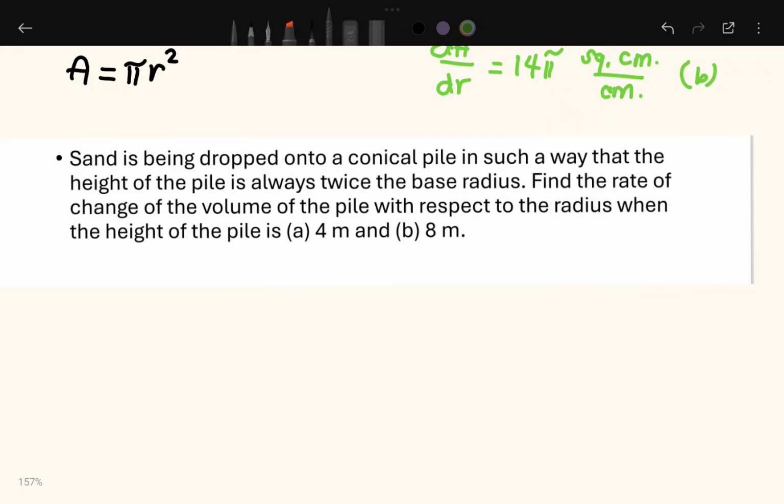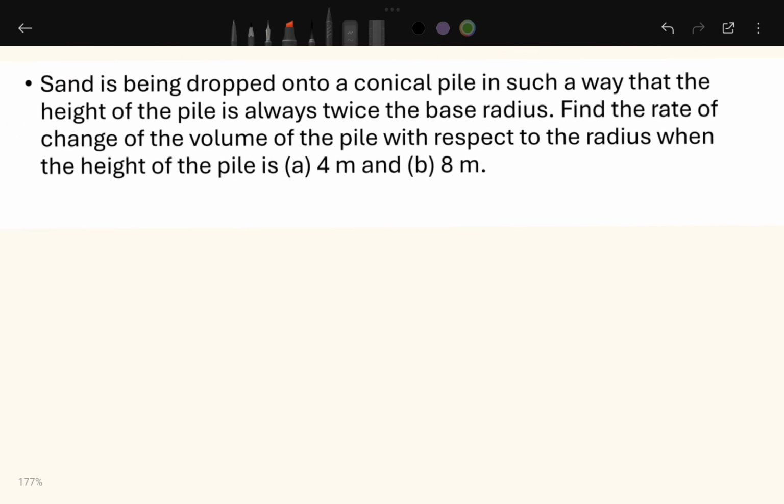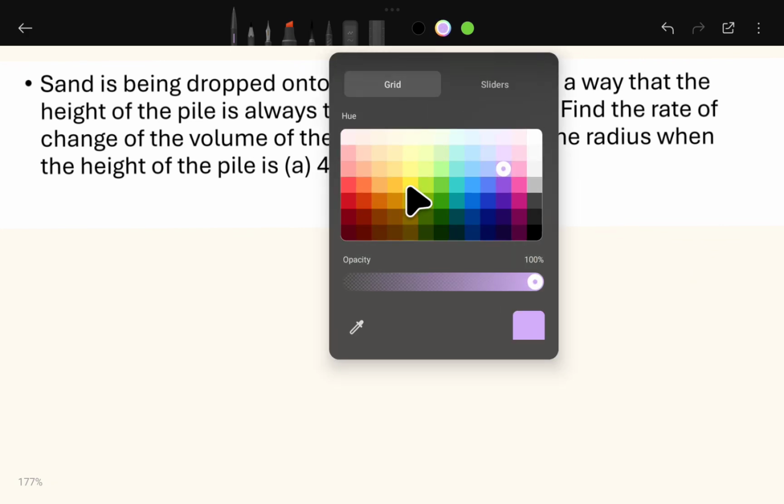Let's proceed to the next example. Sand is being dropped onto a conical pile in such a way that the height of the pile is always twice the base radius. Find the rate of change of the volume of the pile with respect to the radius when the height of the pile is at 4 meters and 8 meters.